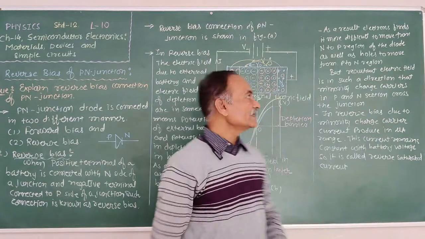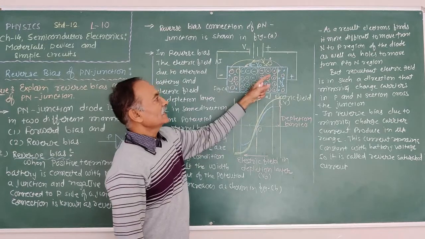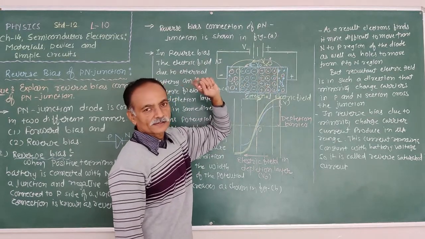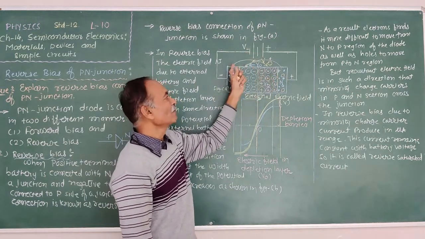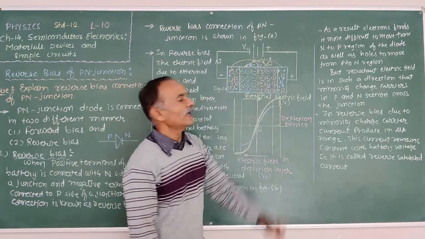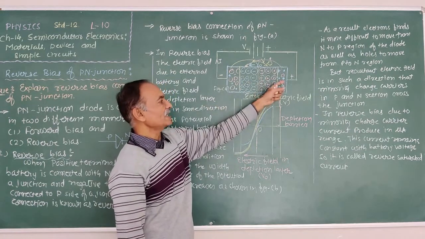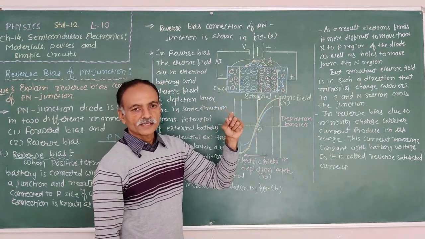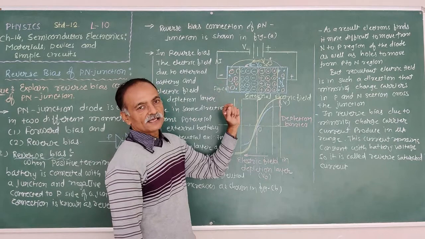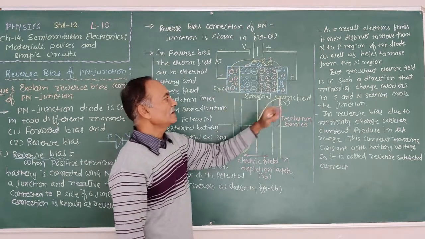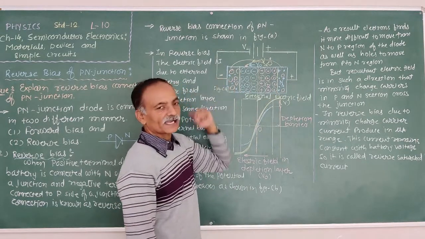Clear this? So that is in reverse bias. Now, in this situation, as a result, the electron finds it more difficult to move from N to P, as well as the hole also finds it more difficult to move from P to N region. But the resultant electric field is in the direction from N to P. It is in such a direction that the minority charge carriers, in P the electron, while in N the hole, are attracted by the external electric field.